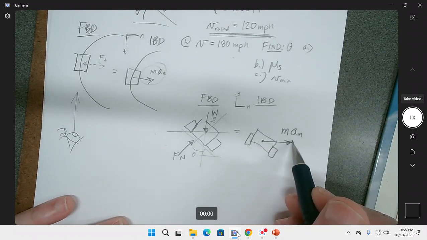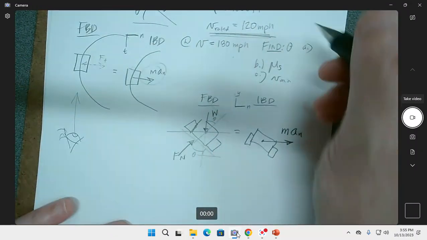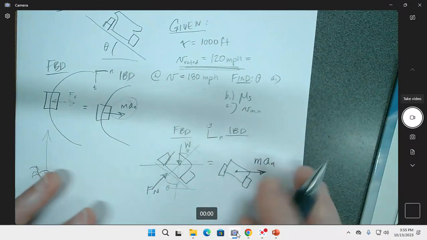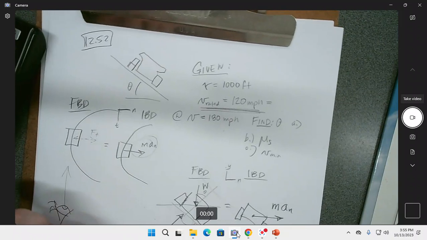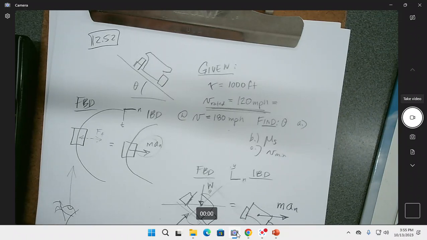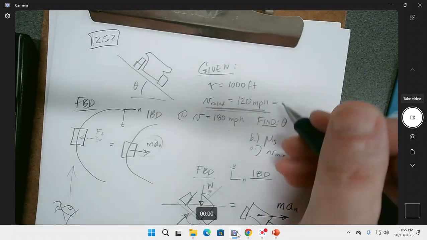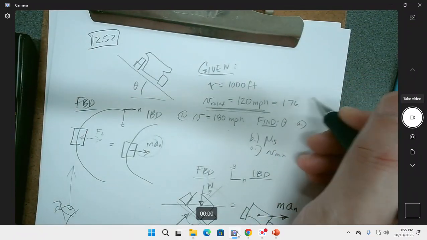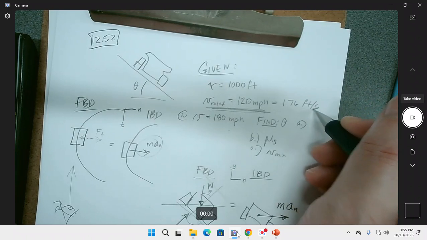They told us that the rated speed is 120 miles per hour, and we need to turn that into feet per second. So 120 times 5,280, that's feet per mile, right? Then divide by 3,600. And so you get 176 feet per second.